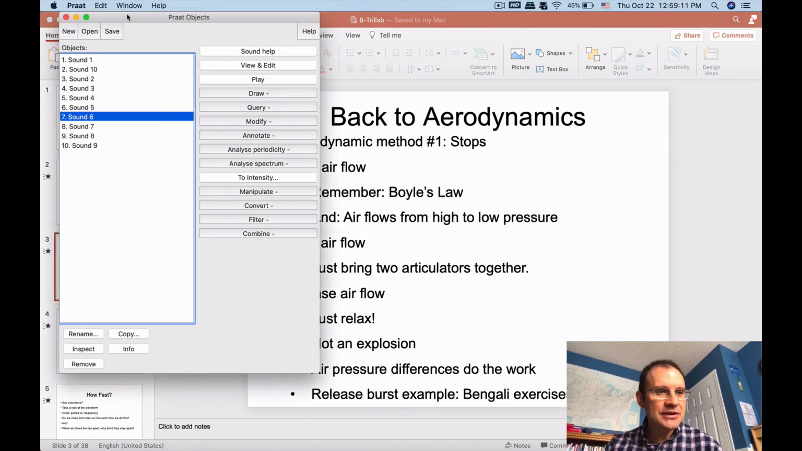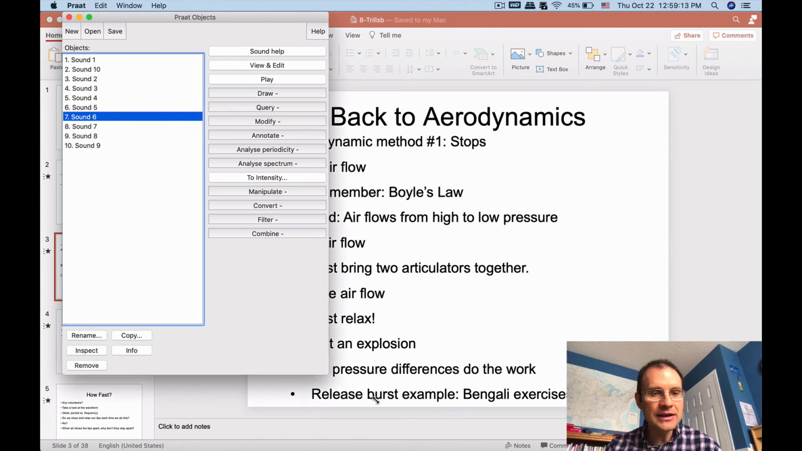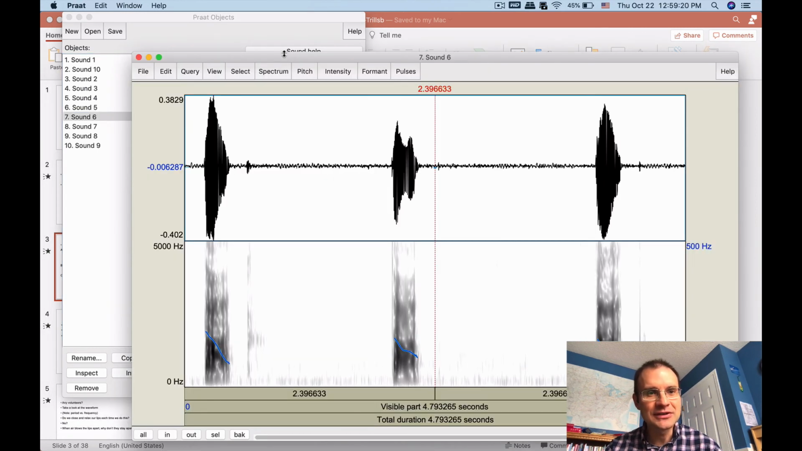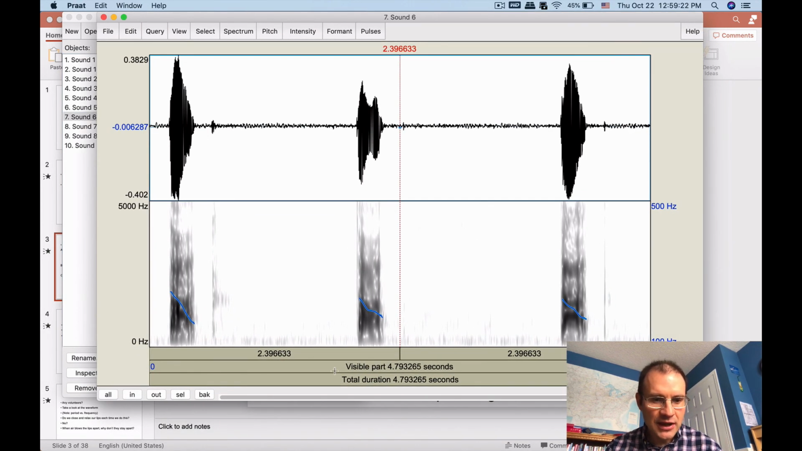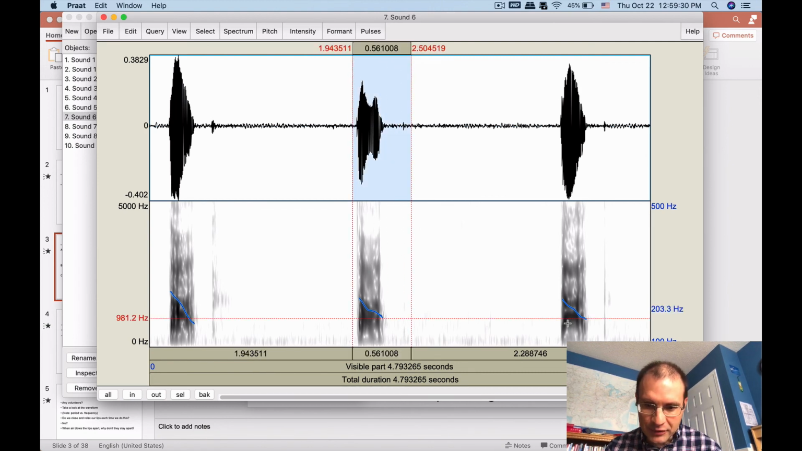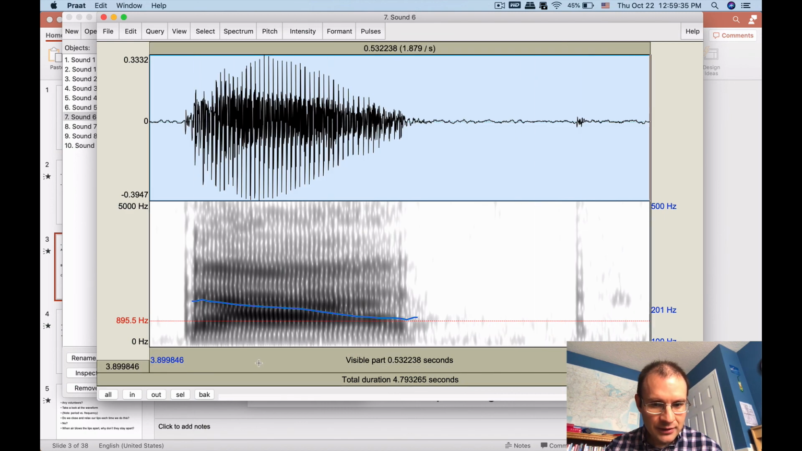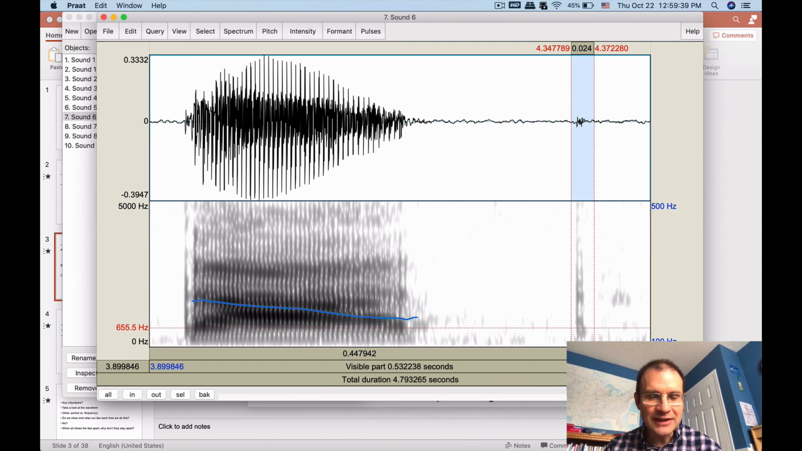So there are some examples of this that you can hear and even see in Praat when listening to those Bengali transcription exercises, the sound files for those exercises. So this is tat, number 6. And especially at the tail end here, this is a nice example where she's lowering her tongue. That little, that's a release burst.